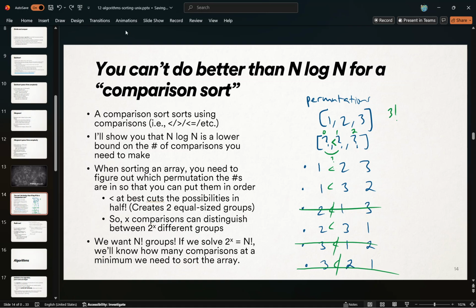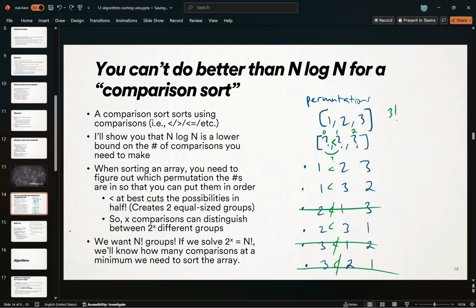Your goal for figuring out which permutation you're in is to split off the numbers into n factorial different groups, don't you? Because that will cut them off perfectly, and then you'll have them all separated, and that will be how many comparisons it took to know exactly which permutation you're in, okay? We know a good bound is that 2 to the X comparisons will give you that many groups. We want to solve the equation 2 to the X equals n factorial. I hope that makes a little bit of sense. This is very hand-wavy.